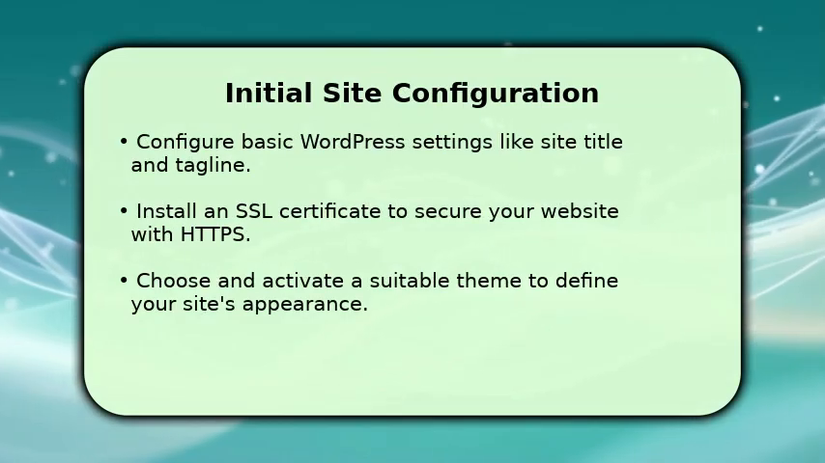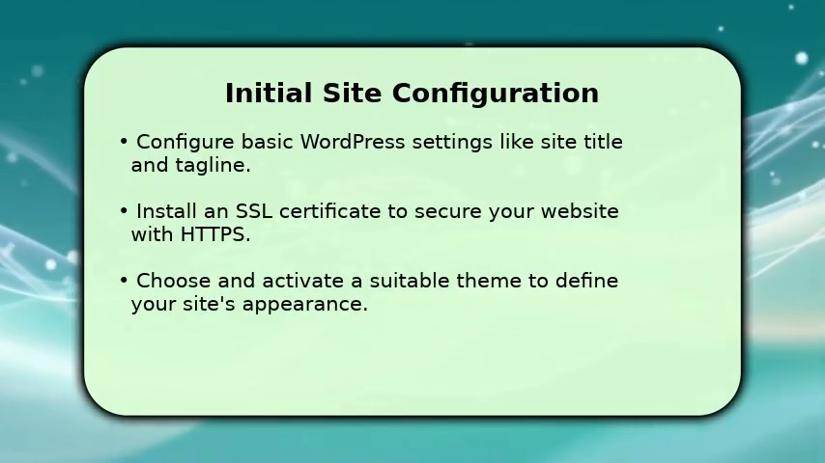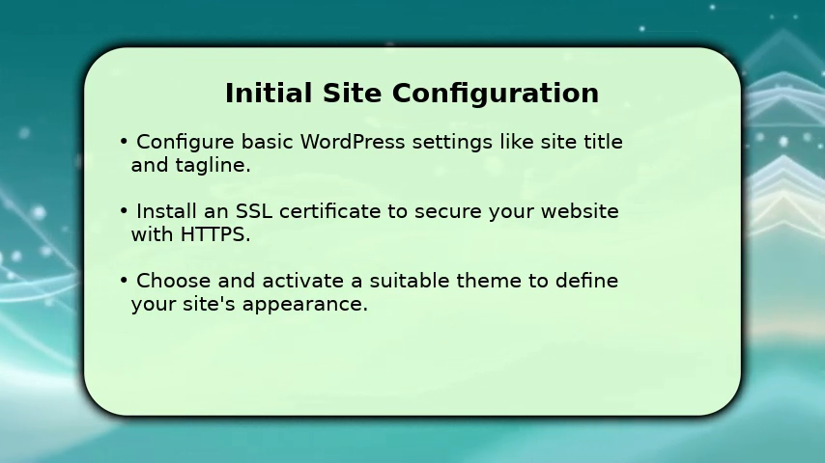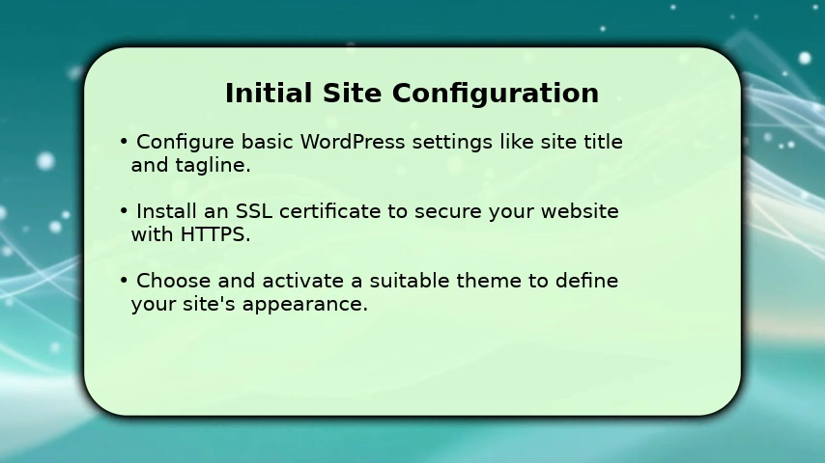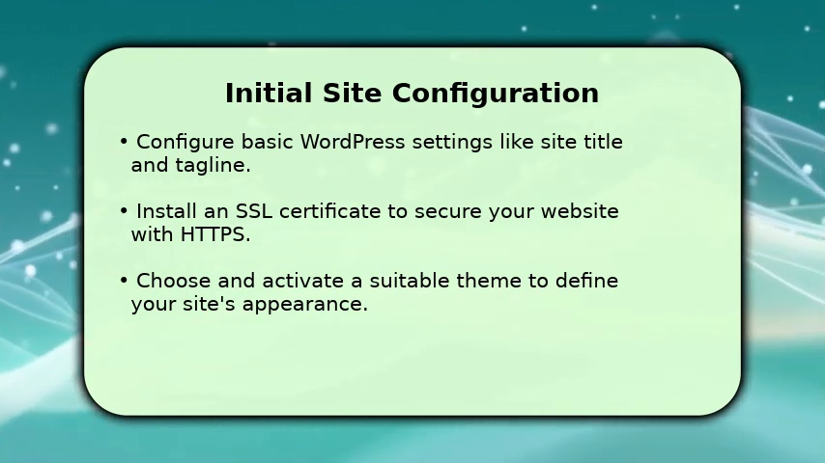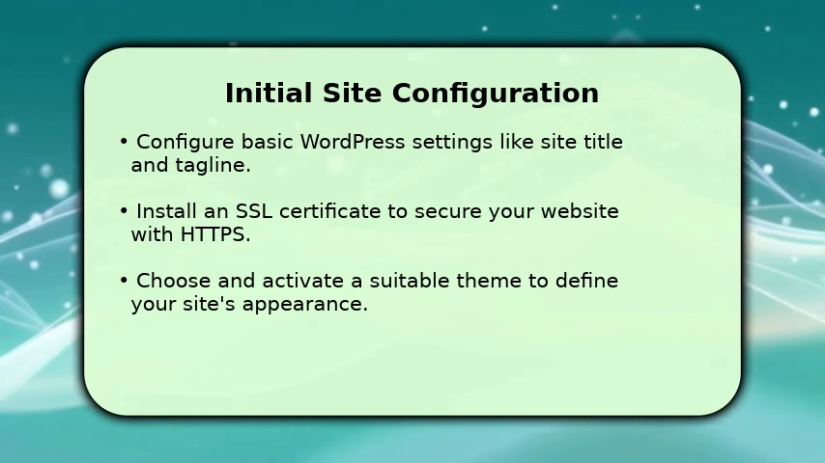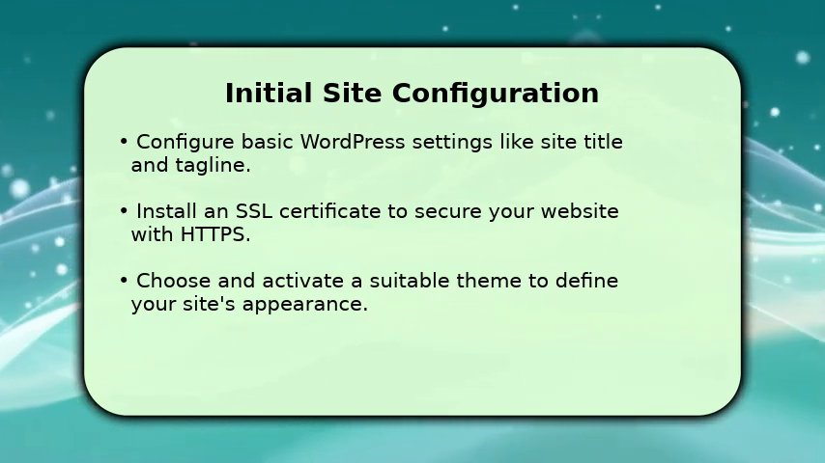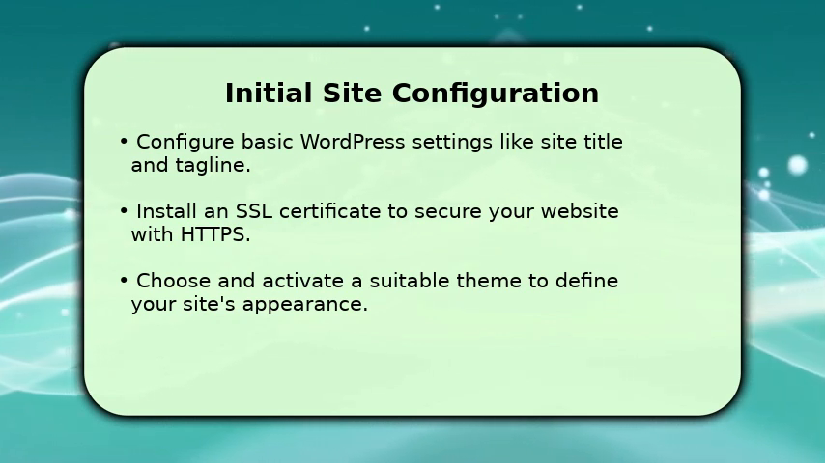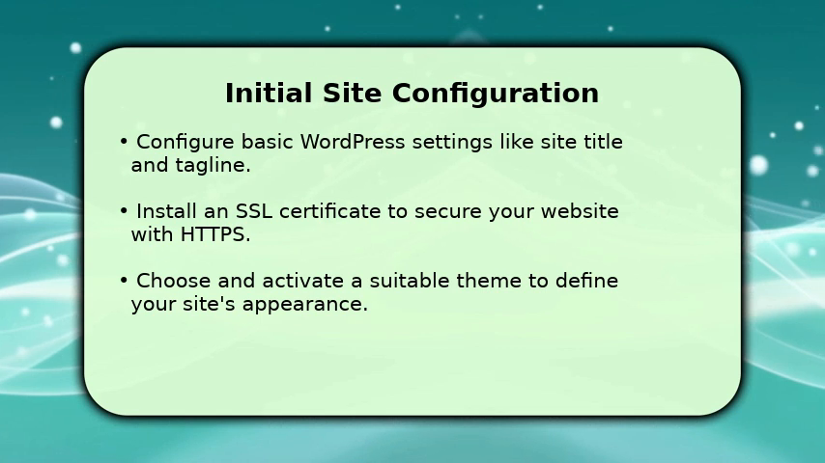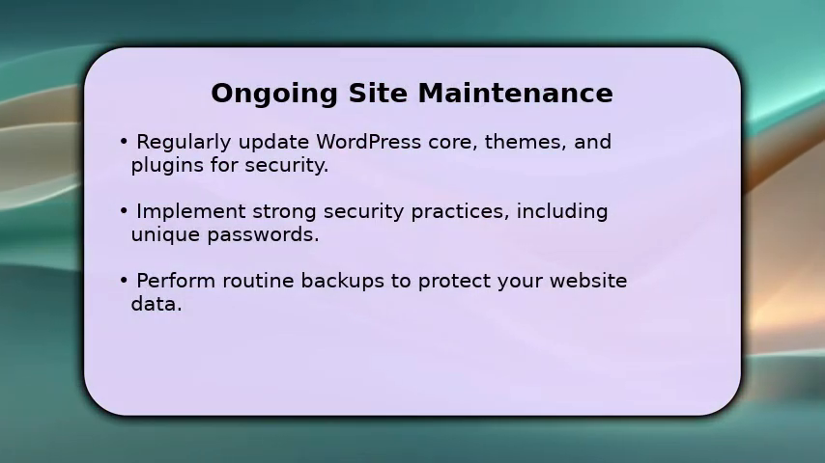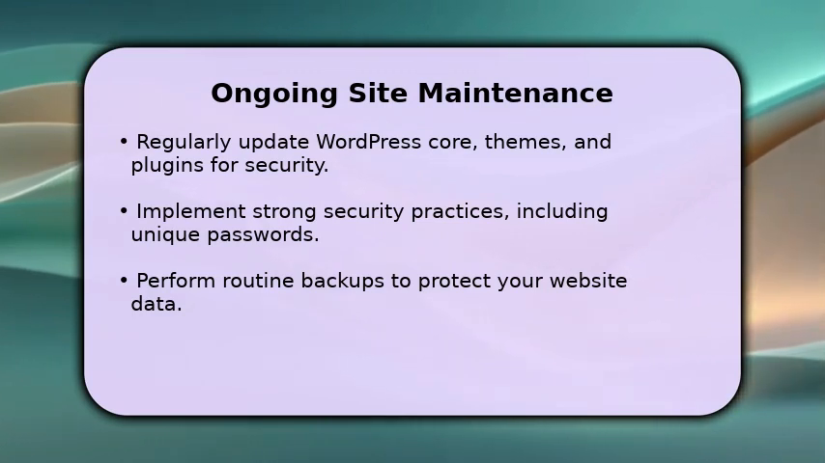After installation, it's time to configure your new WordPress site. Access your WordPress dashboard by visiting your domain followed by /wp-admin. Here, you can set your site title and tagline under Settings. Crucially, install an SSL certificate, often free with Namecheap, to enable HTTPS and secure your site. Then, explore the Appearance section to select and activate a theme that matches your vision, giving your website its unique look.